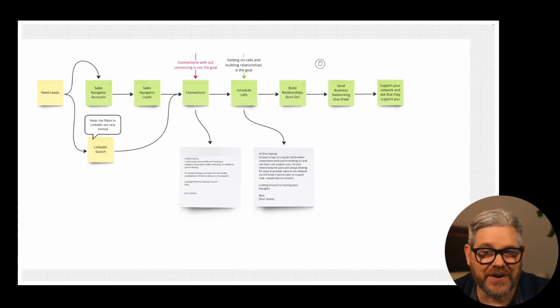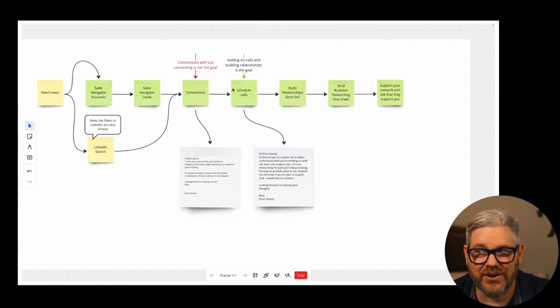So this is how I use my LinkedIn process to actually come back and take a look at finding leads, connecting with the right leads, scheduling calls with those individuals, building relationships and not selling, and then turning around and providing more information about my organization and who my ideal customer is, and continuing to add value to my network. This process has led to a multi six figure organization.